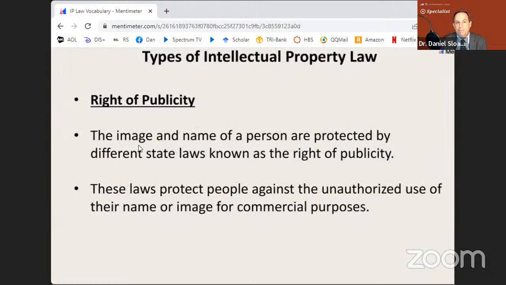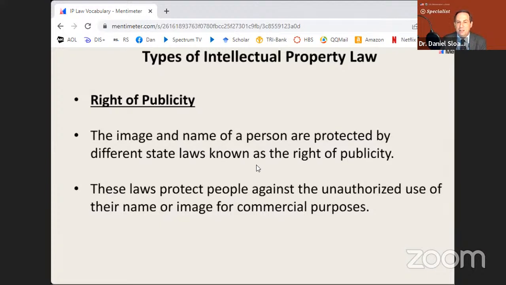Right of publicity. The image and name of a person are protected by different state laws known as the right of publicity. So in the United States, we have something called the right of publicity. The image and name of a person are protected by different state laws.